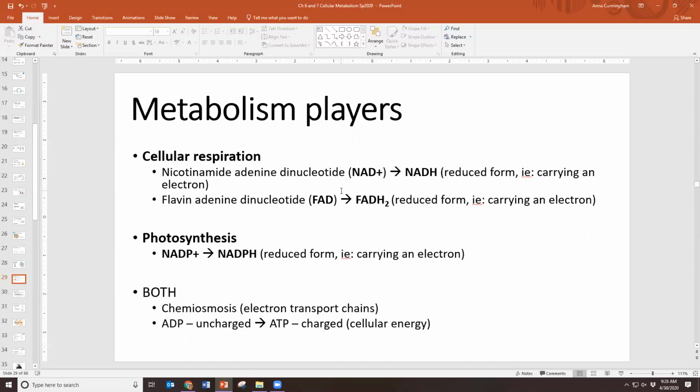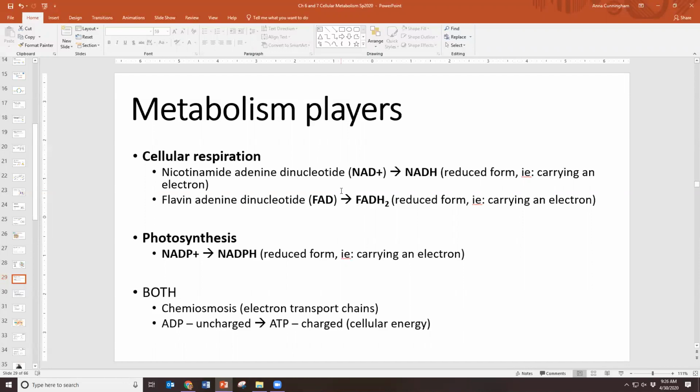So when a bond is broken and electrons are released from that bond, these are the molecules that are reduced and carry that electron to the electron transport chain. So that's for cellular respiration. In photosynthesis, we use a different electron carrier. We use NADPH. So that's pretty much NAD, but with a phosphate group.